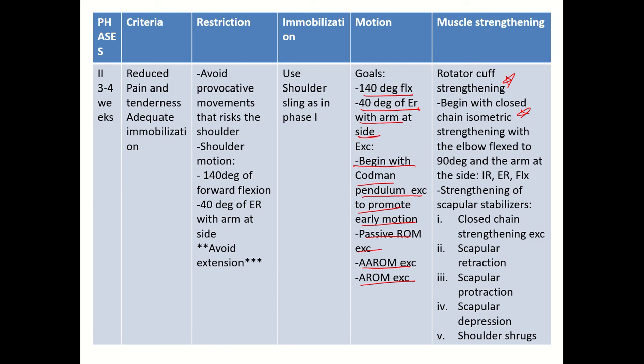Now, what exercises are to be performed in closed chain isometric strengthening for the shoulder? That is for internal rotators, external rotators and flexors. No abductors again. Strengthening of scapular stabilizers follows closed chain strengthening exercises: scapular retraction, scapular protraction, scapular depression and shoulder shrugs. While performing shoulder shrugs, check whether the trapezius is overactive. In such patients, do not perform shoulder shrugs.